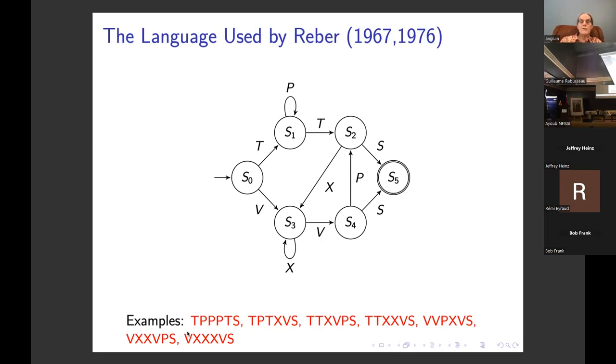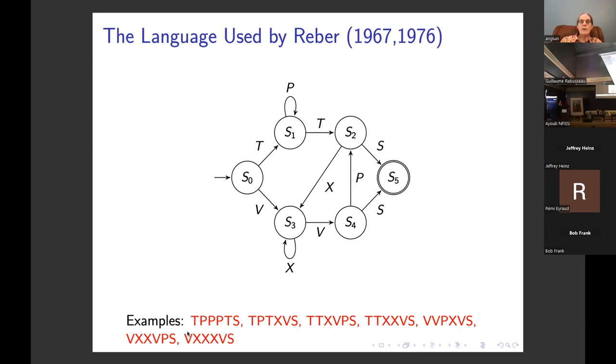So this automaton has two arrows out of every non-final state. So if we simply flip coins when we're in states, we can randomly generate examples in the language. So at the bottom of the slide are the strings of length six that this particular grammar generates.